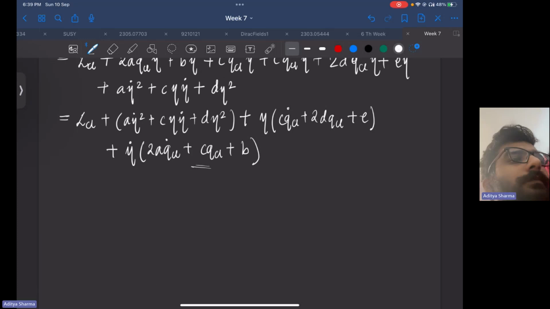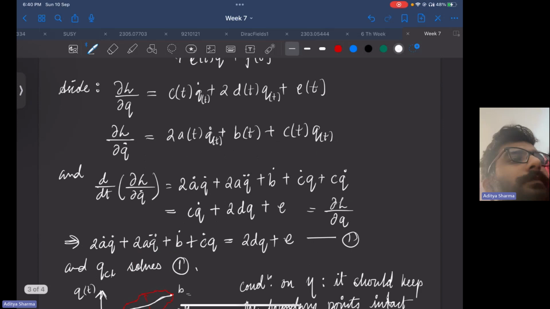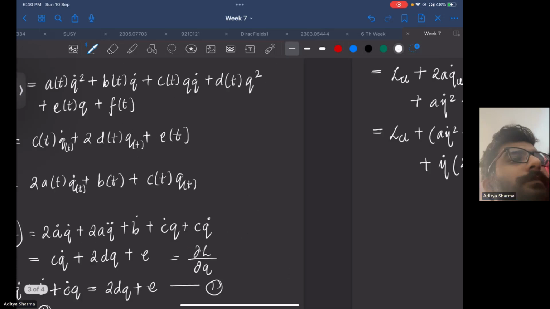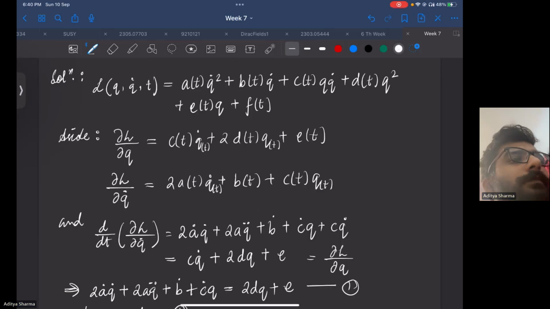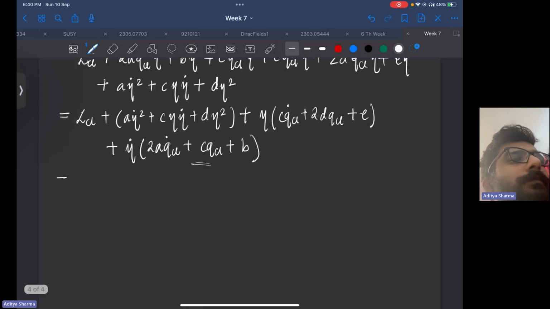And what is this part? This part is 2a q dot classical plus c q classical plus b. So 2a q classical plus c q classical plus b. That is dou L by dou q dot. What I mean to say is we have this.